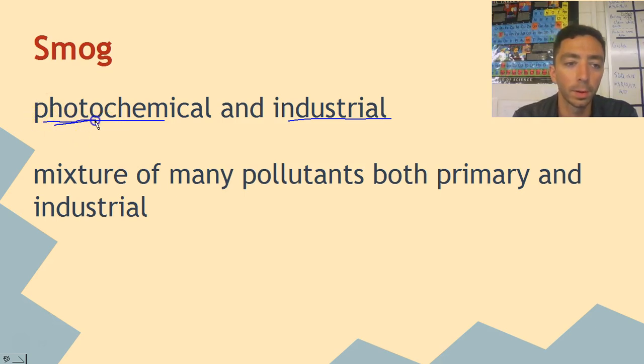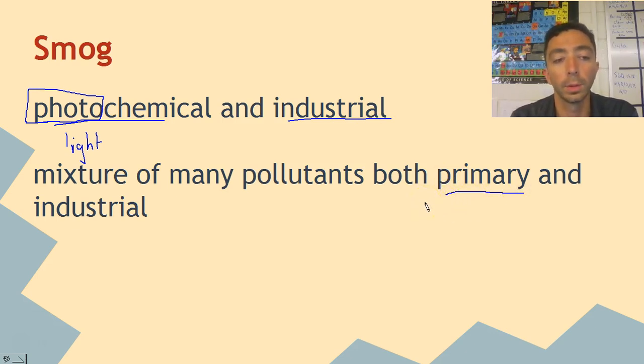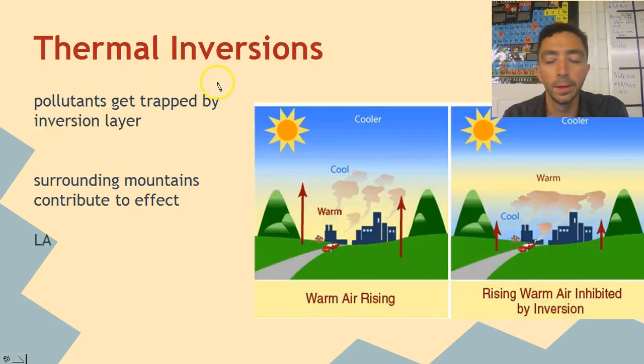Photochemical, the important part of this word is the beginning part, the prefix. Photo meaning light. This is smog that forms due to sunlight, and we'll talk about what that means. And then industrial smog is a different type of smog caused by a different set of compounds, and we'll talk about that as well. But typically we're talking about a combination of primary pollutants and some secondary pollutants in here, especially with photochemical smog. There has to be a reaction that takes place in order to produce it.